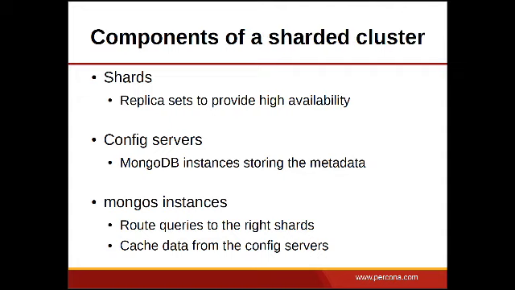They will be used by the application to route the query to the right shards, so that the application doesn't need to know about sharding. And the MongoS instances will cache data from the config server. The config servers have the information about how sharding is configured, and to avoid that MongoS needs to run a query to a config server each time it runs a query, this is cached.